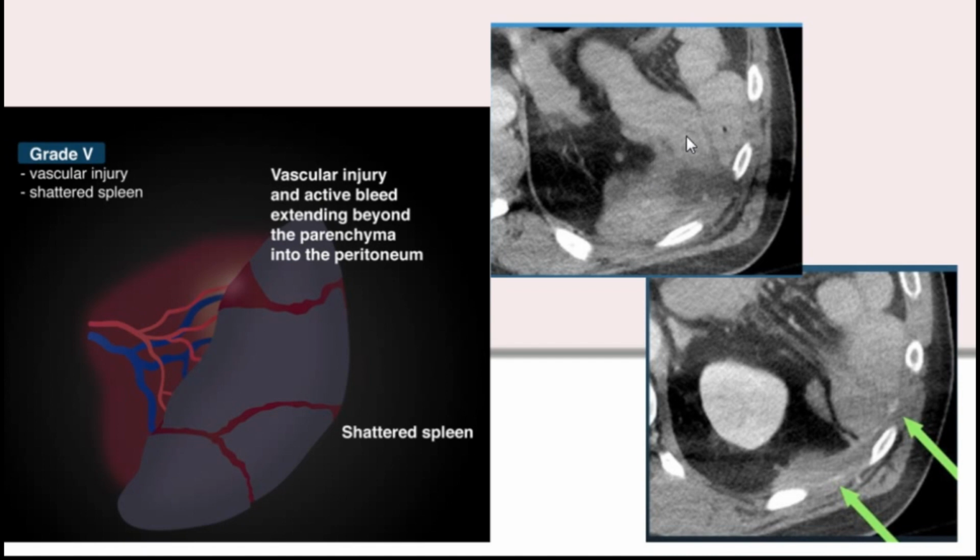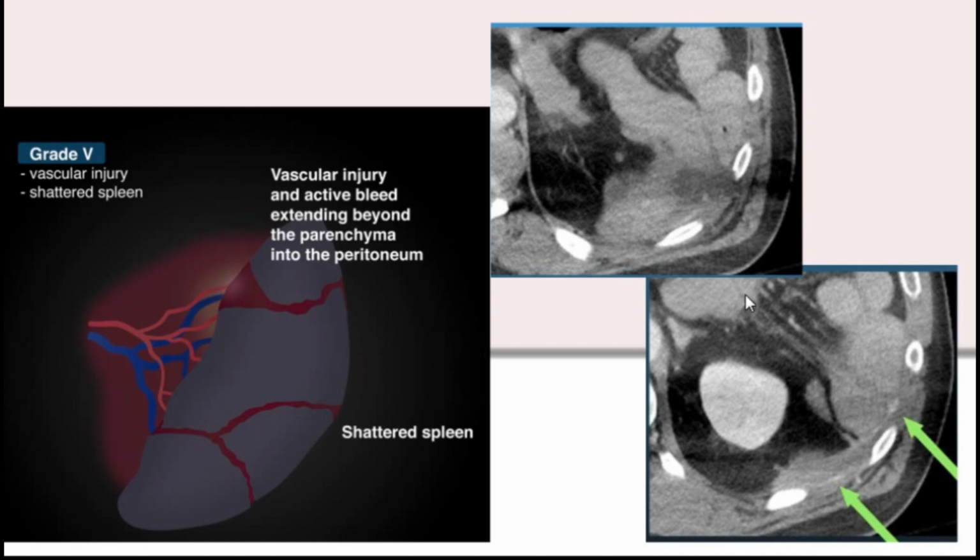You can see this area. I think the whole spleen is shattered into multiple little pieces. You cannot see a proper spleen anymore. And there's bleeding, of course, and some free fluid in the region of the splenic bed. This is, I think, hemoperitoneum, right?